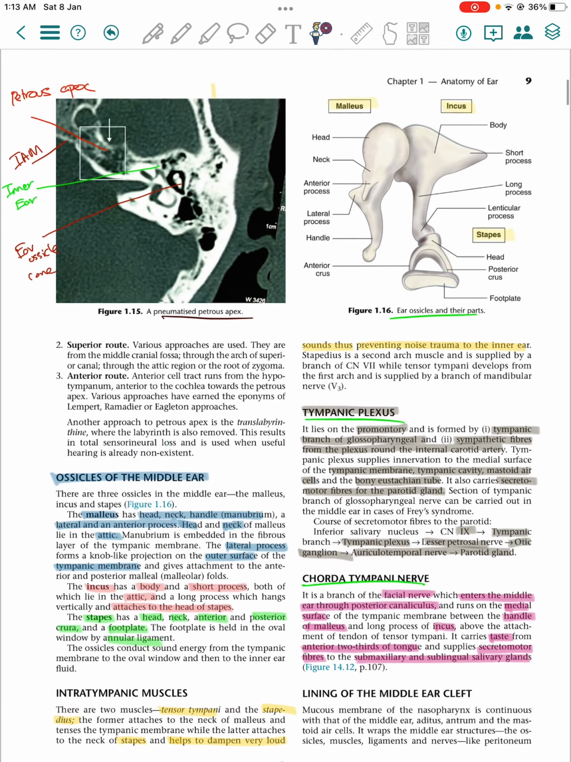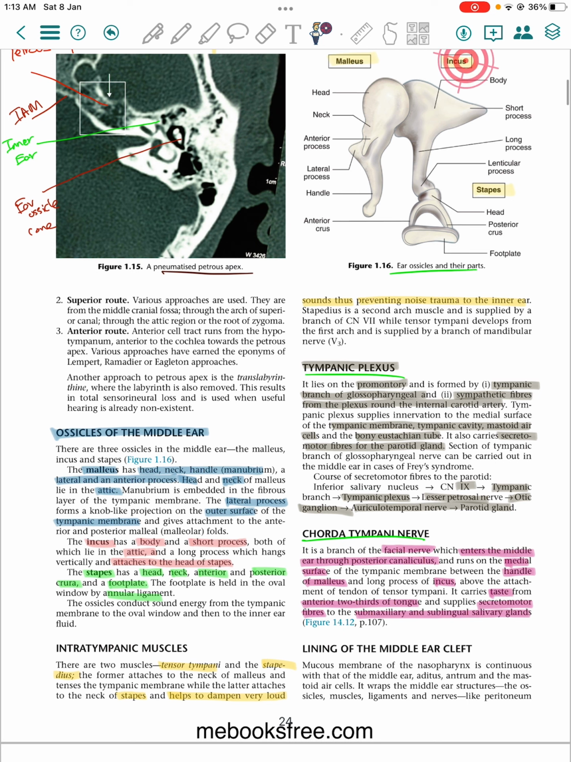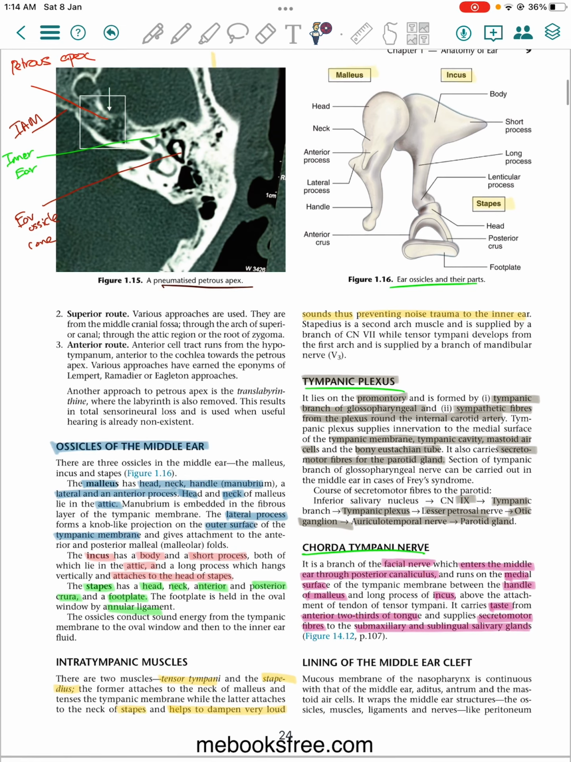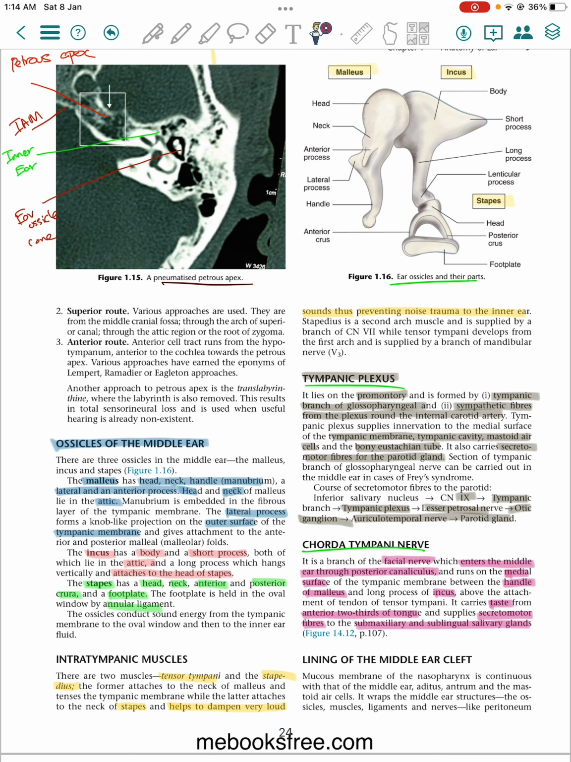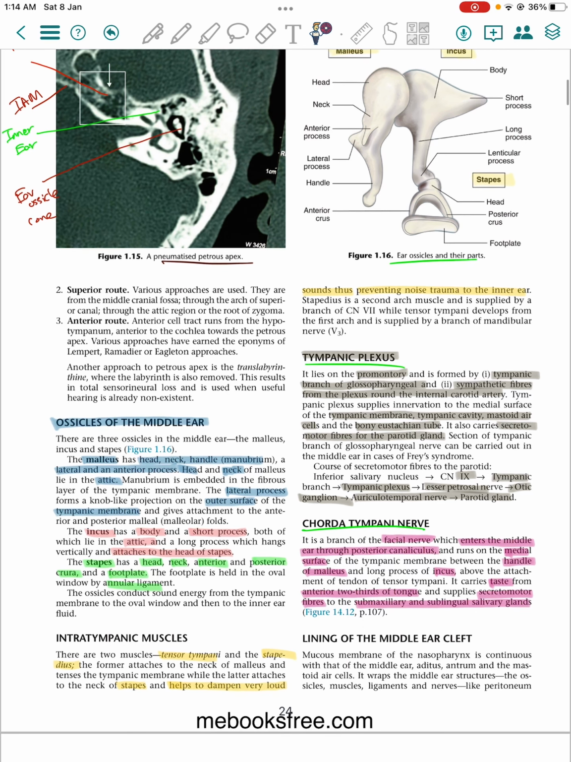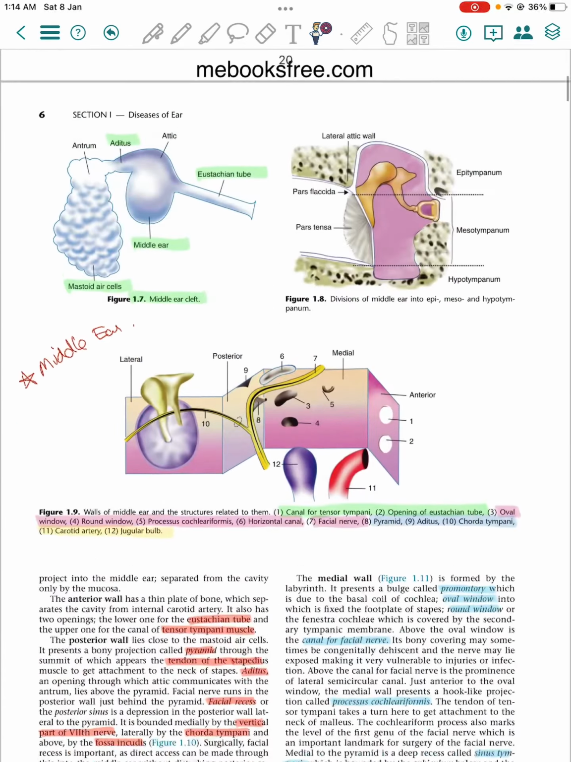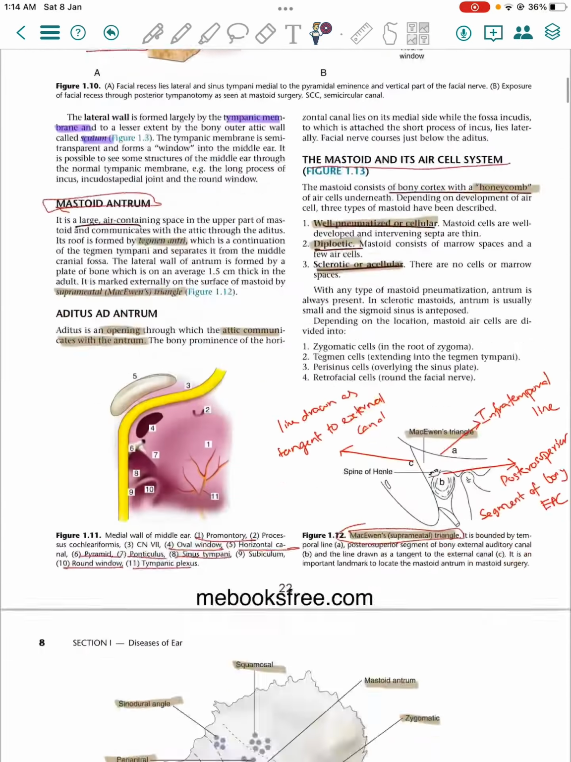There are three types: the malleus, incus, and the stapes. The malleus consists of head, neck, anterior process, lateral process, and handle. This handle attaches to the tympanic membrane. Okay guys, the lateral process attaches to the tympanic membrane, and the incus has a body, short process, and a long process, guys. The malleus head and neck lie in the attic region. You remember the attic region. This is the attic region. Everything lies here.